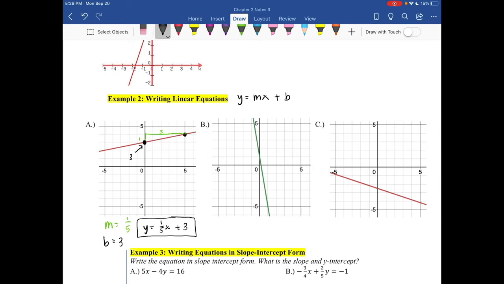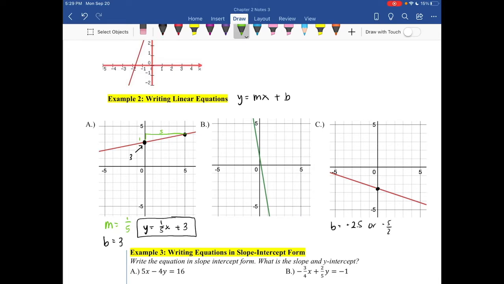Next, we're going to skip over to C and do this one first. Notice here how we're crossing the y-axis not at a whole number, but that's okay. We're just going to have to guesstimate the best we can. That looks to be about -2.5. Or you could also write that as -5/2.